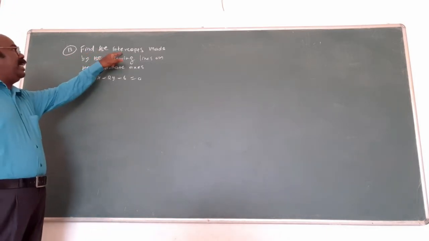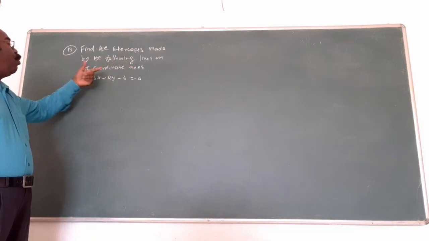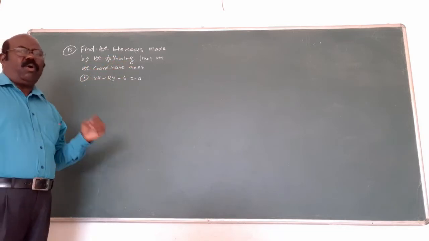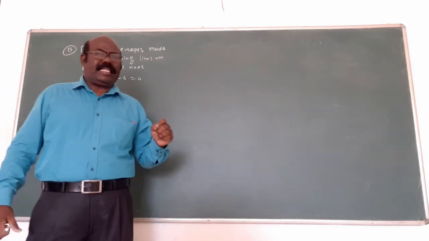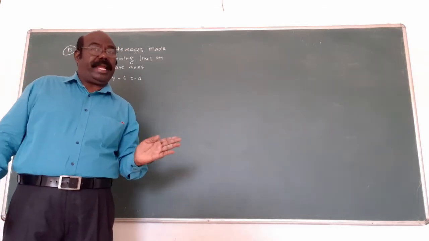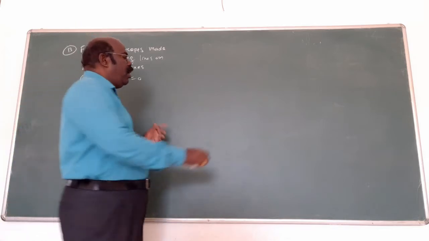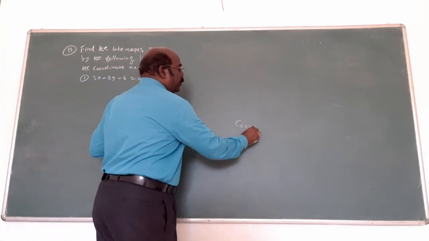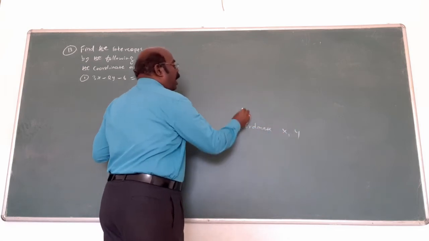Find the intercepts made by the following lines on the coordinate axis. Coordinate axis means x axis and y axis. You would find the x intercept and y intercept. That is what is being asked. Coordinate axes: x axis, y axis. Coordinate means x and y.